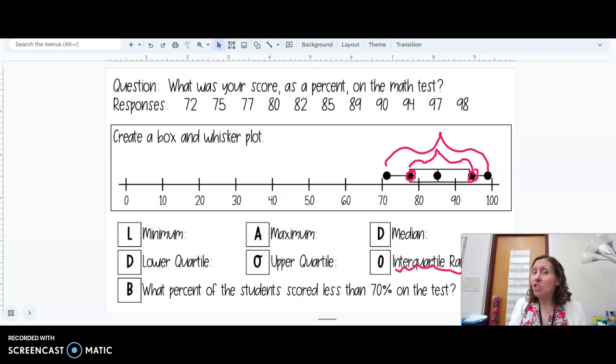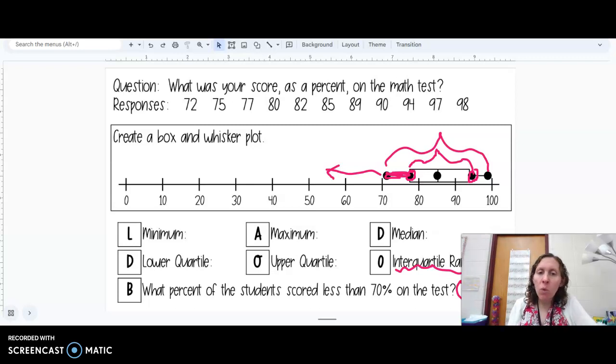All right, and then each chunk of this is 25%. So right here is 25%. What percent of the students scored less than 70 on the test? Well, 70 or less would be over here. So that would be 0%. Nobody scored less than 70 on the test. All right, hopefully we can all be that for our unit test as well.